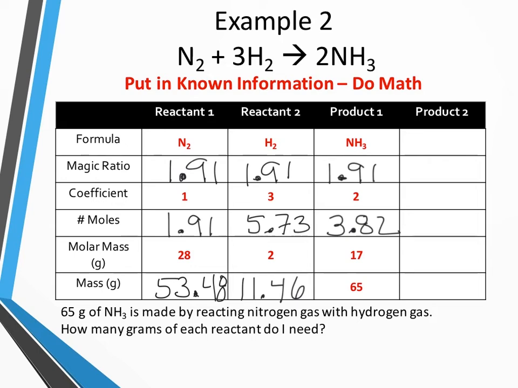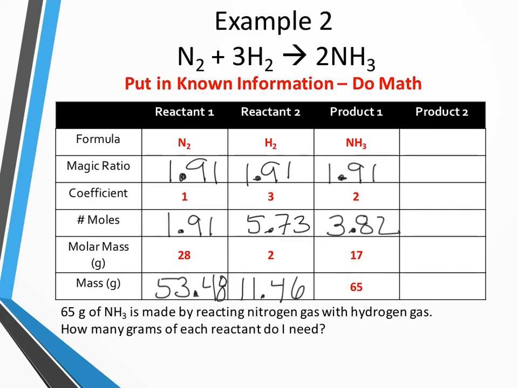All right. Now, did we do it right? Let's see. If we add up these two numbers here, does it get us very close to 65? So 53.48 plus 11.46 is 64.94 grams. So very close to that. Again, we did some rounding, right?